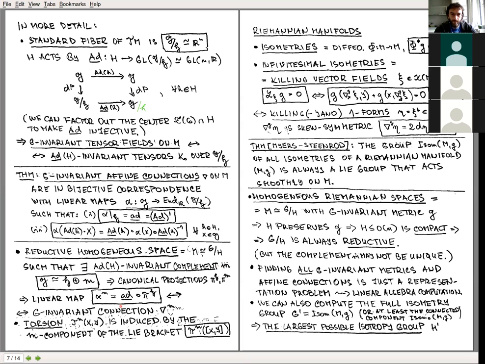For example, if H is a reductive group, then you will get this complement, because of course H itself is Ad H-invariant. So this is where it's called reductive in the context of Cartan geometry. I see. So under some conditions on the group, all homogeneous spaces are reductive. But if the group is not reductive, then only some homogeneous spaces satisfy this condition.